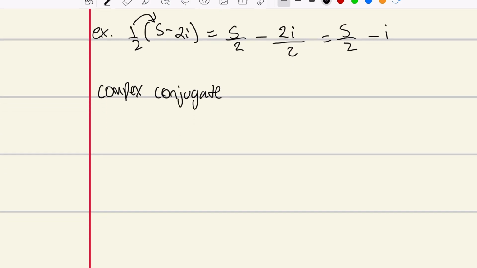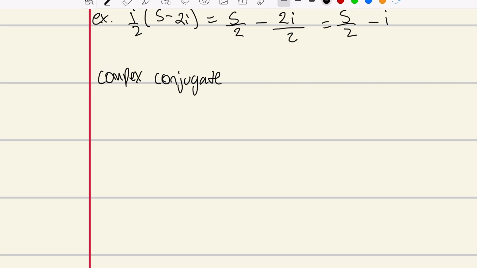Okay. So example number 1. 2 plus i square root of 5. So what's the conjugate of this number? The conjugate is basically the opposite. So we're going to change the sign, which makes this 2 minus i square root of 5.